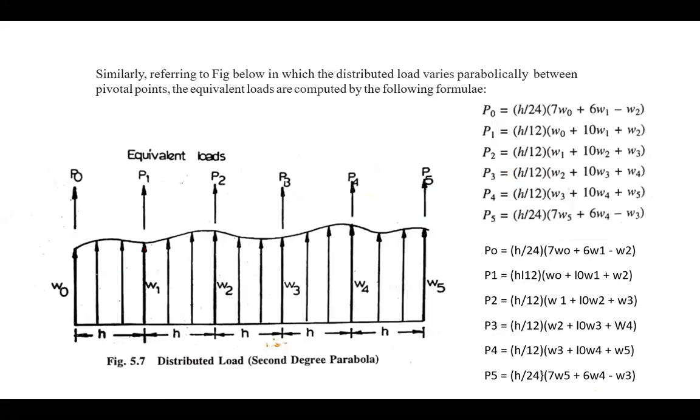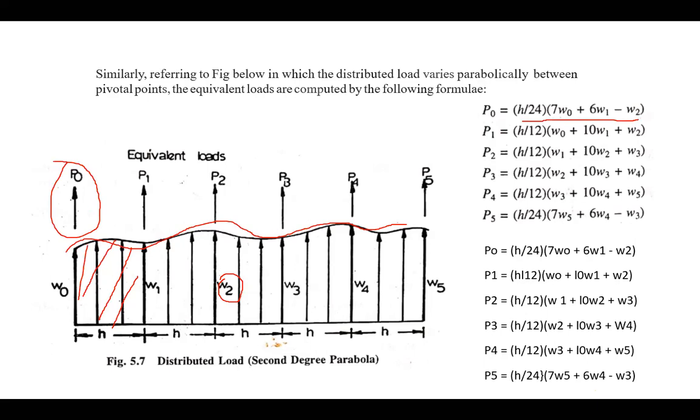Sometimes the variation of the load is parabolic like this. In such a situation, in order to calculate the equivalent loads, you need to use this formula. P naught is equal to H by 24 into 7 W naught plus 6 W1 minus W2. Even though you have only one load contributing to P naught, usually we assume this is the only portion contributing to P naught, but because of the variation there is some part of this also contributing here. So Newmark has incorporated that as well. The effect of W2 is also considered for P naught, and this is the formula given by Newmark.